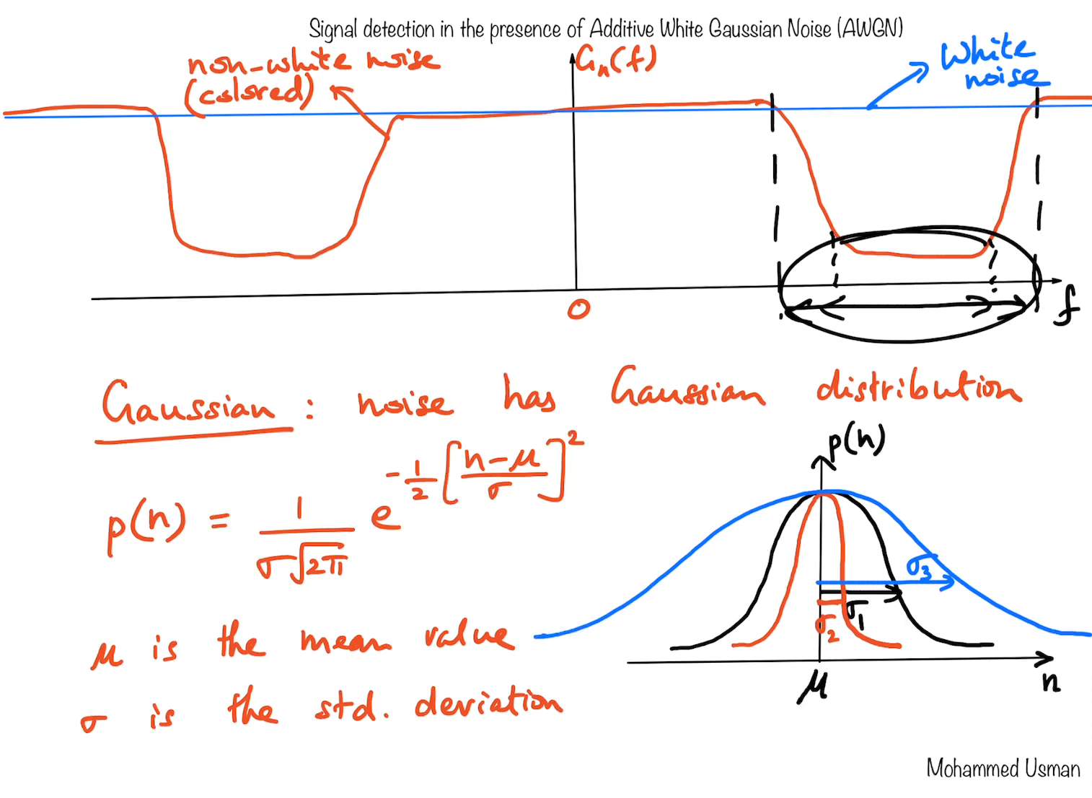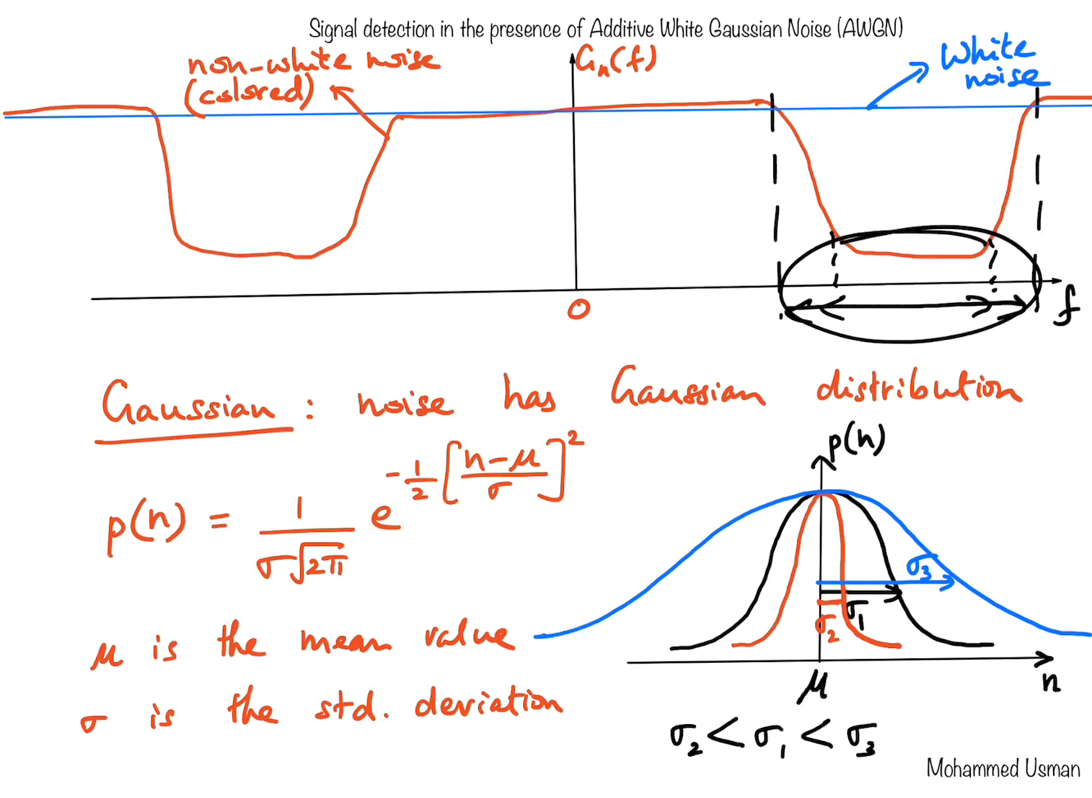So the relationship between the sigmas: sigma 2 is smaller than sigma 1, which is smaller than sigma 3. So we have the standard deviations of these PDFs.